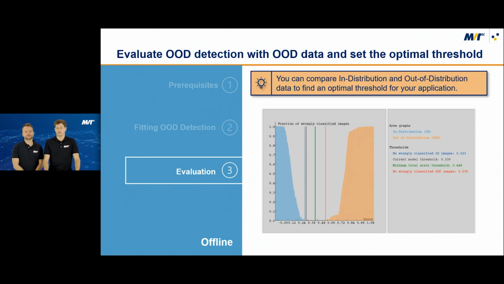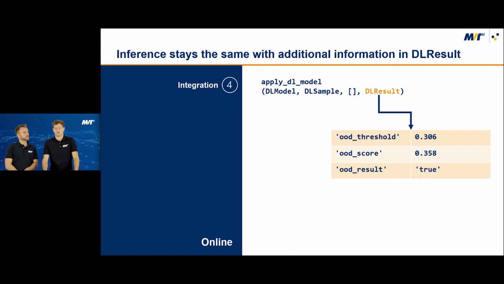Additionally, the user can visualize a histogram with in-distribution data on the left and out-of-distribution data on the right side. This histogram can guide you in finding the optimal threshold and displays threshold suggestions. Finally, for inference, the standard operator apply DL model can be used.